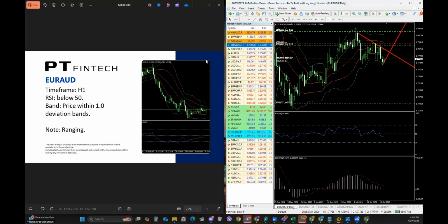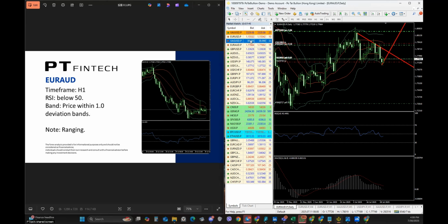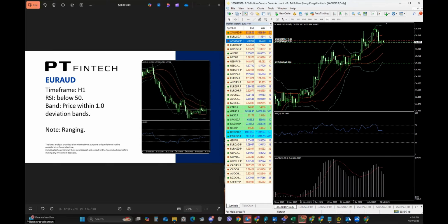Now let's move on to our next pair, which is silver. We will also start off with D1 on silver.